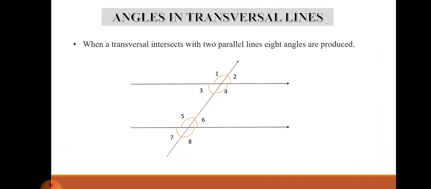Now we will discuss some very important angles in transversal lines. If the lines are parallel, then the transversal exhibits some particular angle properties. We are going to discuss the types of angles involved in transversal lines and the properties of those angles. Here you can observe angle 1, angle 2, angle 3, angle 4, angle 5, angle 6, angle 7, angle 8. So there are 8 different angles.